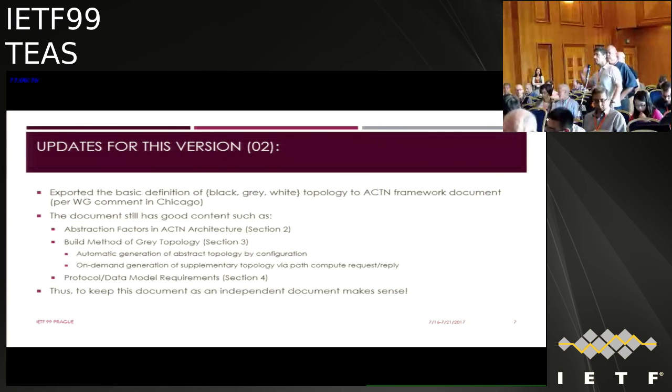If we find new advanced material that we need to document in the context of ACTN, we can put this material and the new material into a new draft, because this to me is too advanced. It's very useful information, but it's much more advanced than what you need in a framework document.